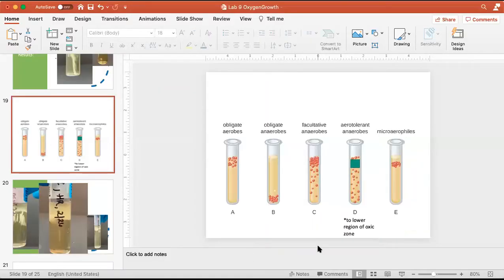Now, what about facultative? Facultative anaerobes are the ones that are super adaptive. They grow best in the presence of oxygen, and that's what all this heavy area of red indicates. But they can also grow in other conditions. They're happy to grow all the way through the tube. So do we have a tube where we see heavy growth all the way through the oxic zone, and also strings hanging down?